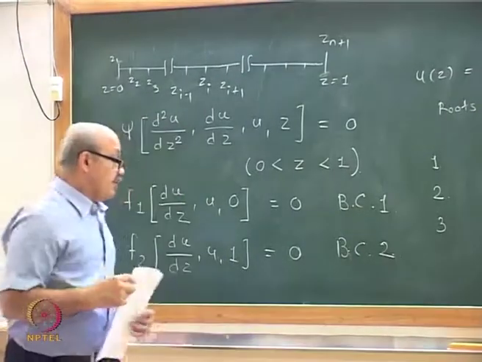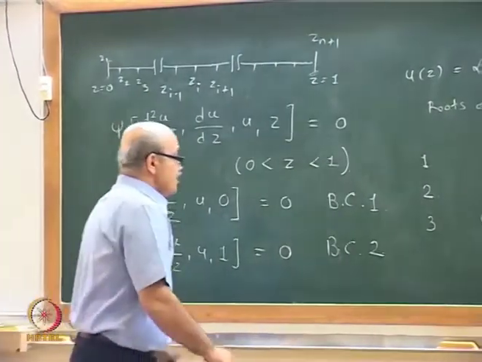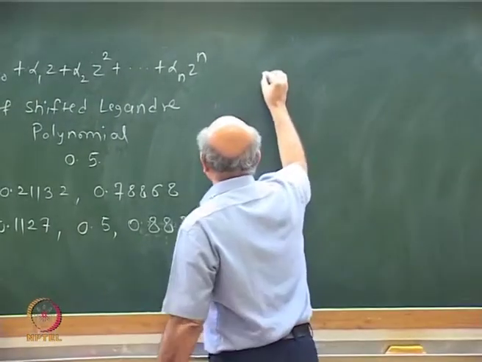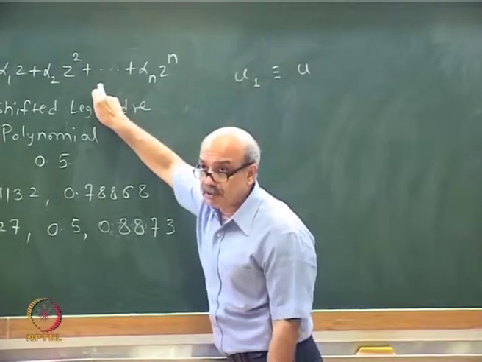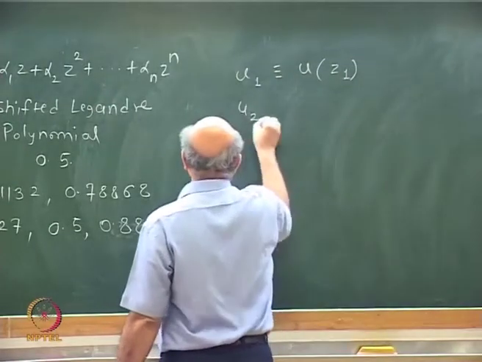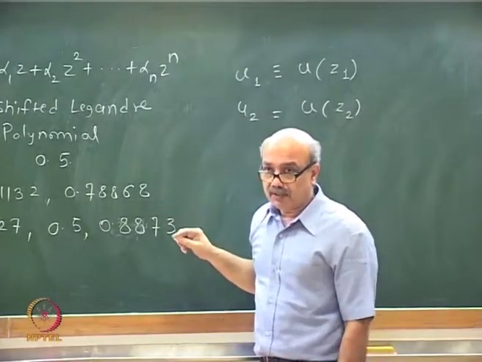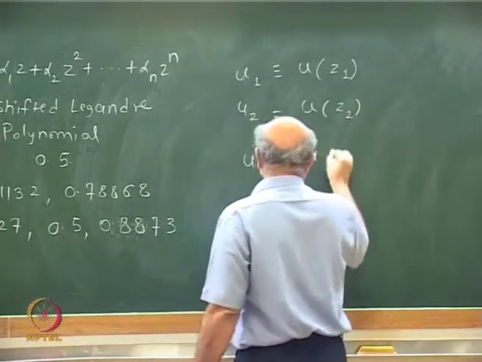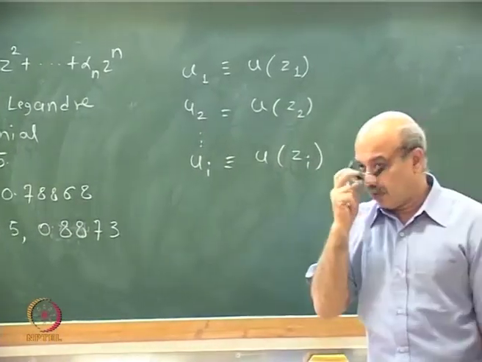Well, we want to find the approximate solution, and for this approximate solution I have a naming scheme. So my u1 corresponds to u, the approximate solution, computed at z1, and u2 is u computed at z2, the second collocation point, and so on. In general, ui corresponds to u at z equal to zi.